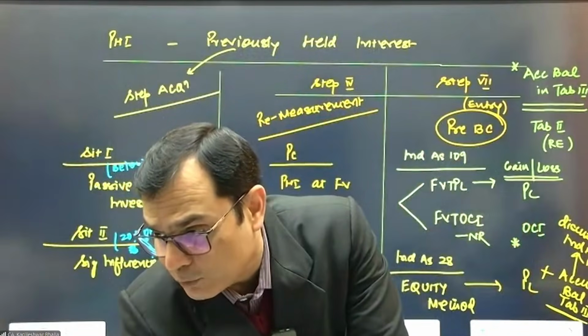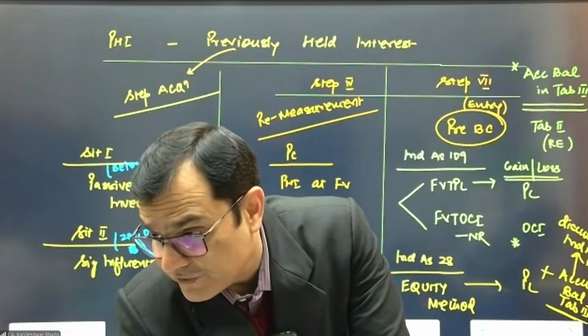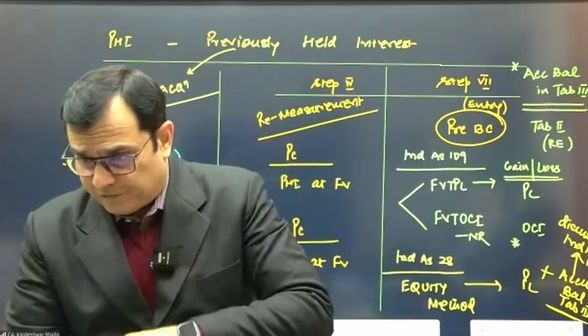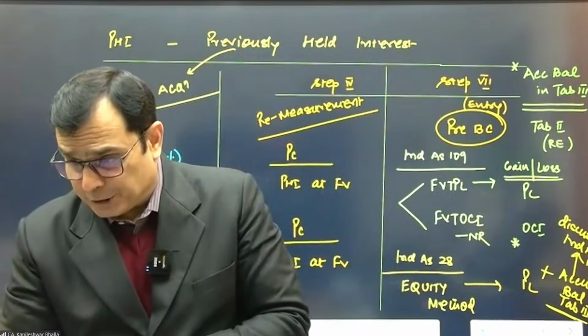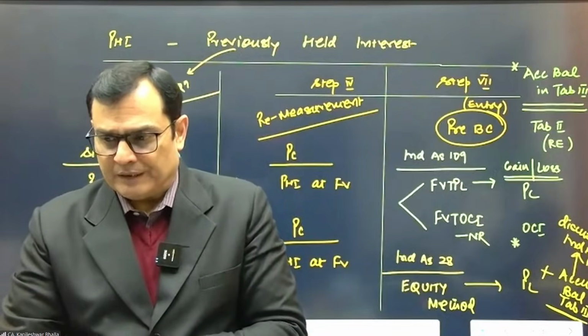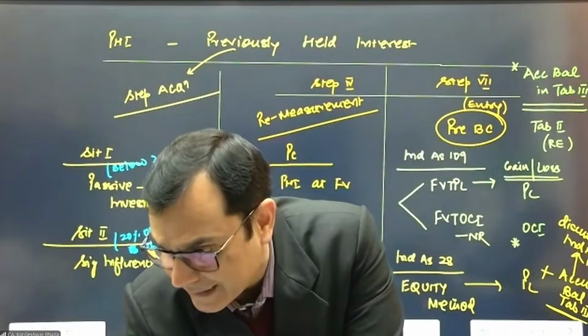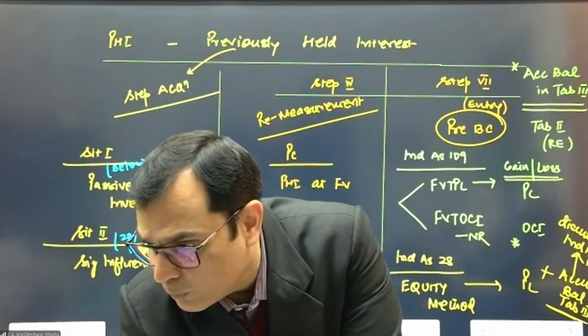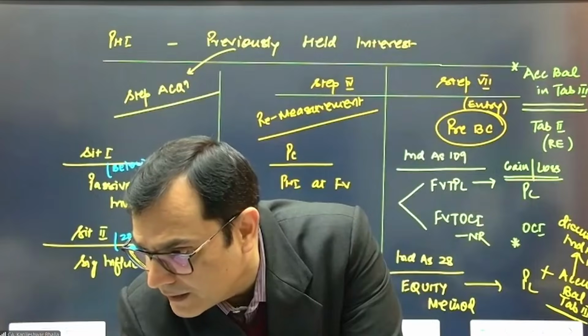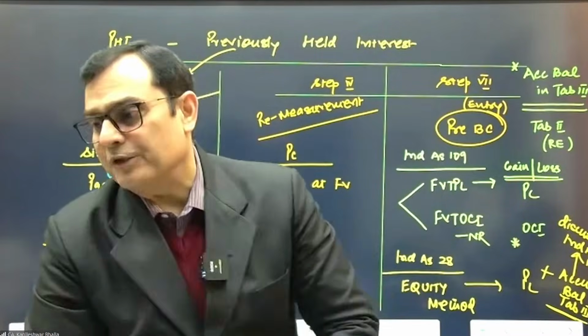We'll do some practical questions now on this area. Okay, sir, if there could be a transition from a passive investment to a significant influence, then we will transit from 109 to Ind AS 28. Yes. Which we learn in Ind AS 28, right?